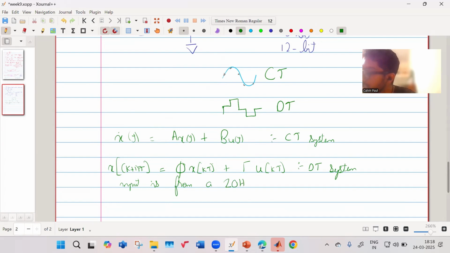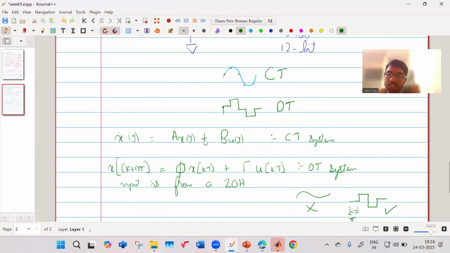That means my input will not change like this. The input will change like this, like this, like this. So this is my input. My input is no longer continuous. It is discrete. So for the time period T, we say that the input is fixed. Okay, it is coming from a zero order hold, that is shown over here.